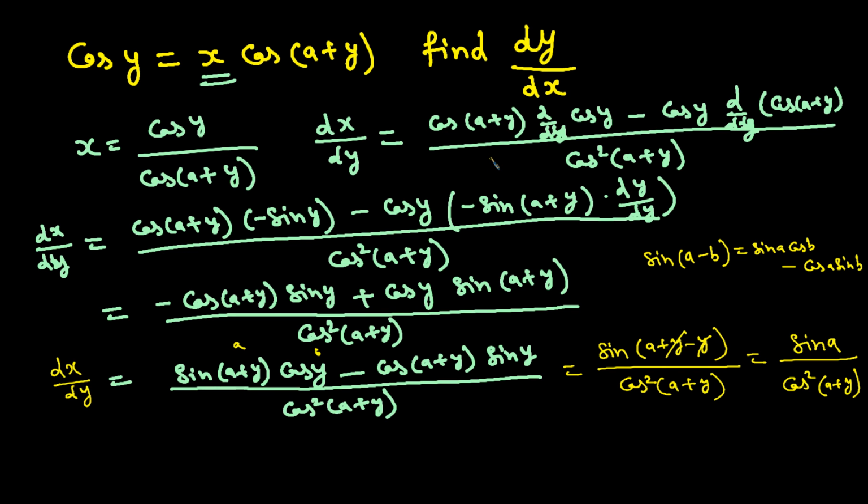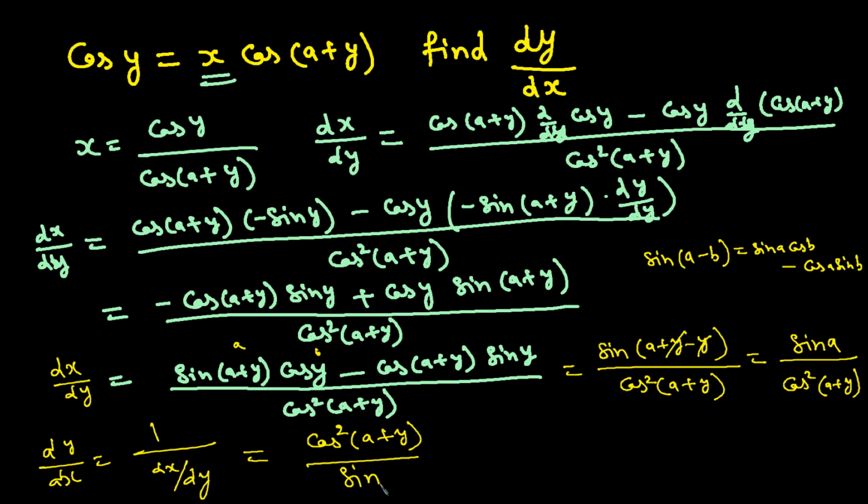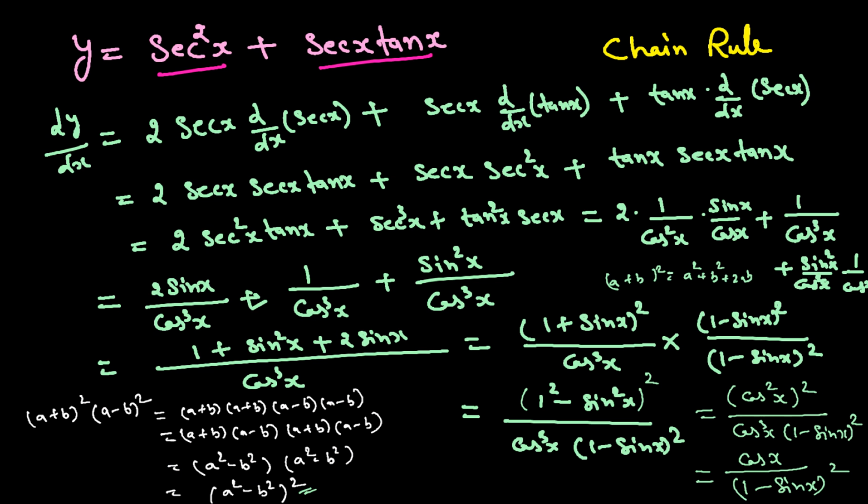But we need to find dy over dx. So just flip it. So dy over dx is basically equal to 1 over dx over dy. We're gonna flip this. This becomes cosine square of a plus y over sine a. So that's my answer.